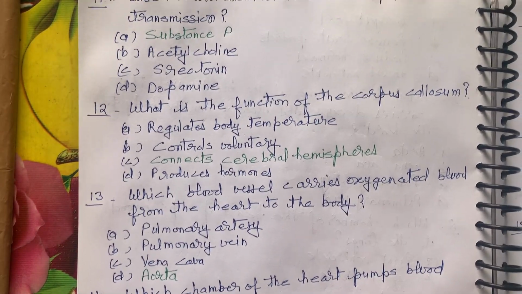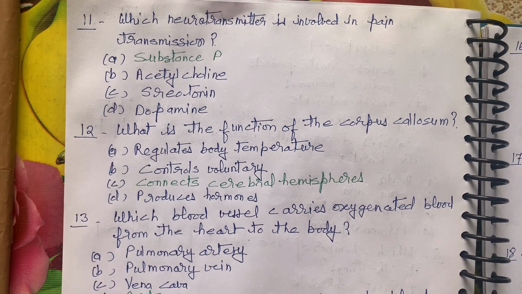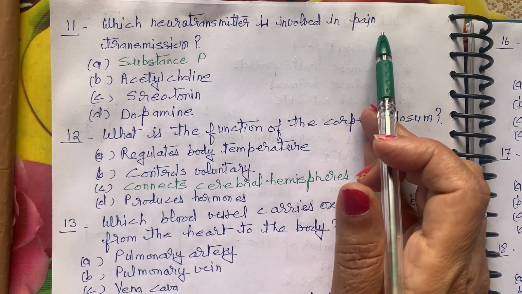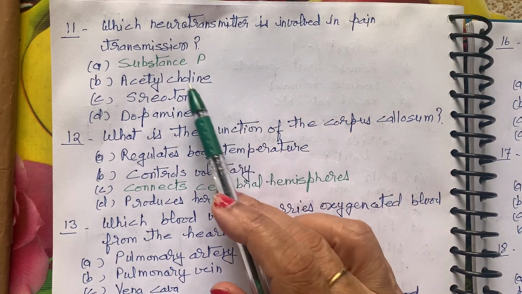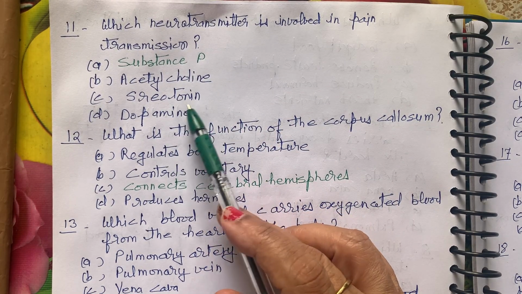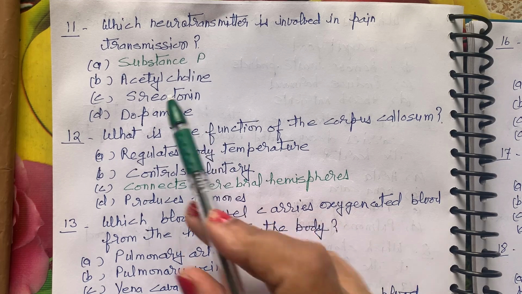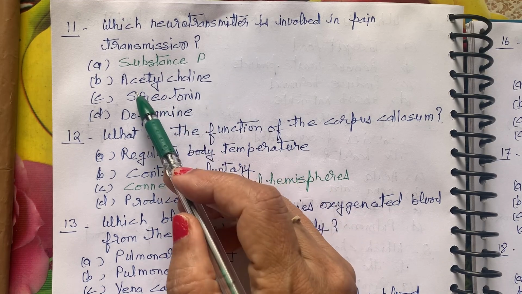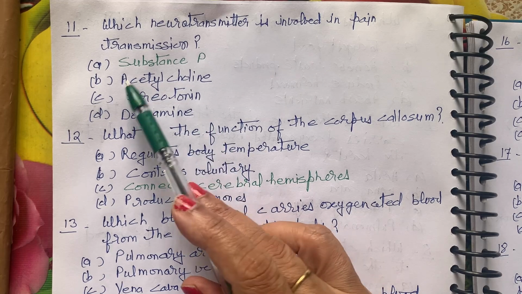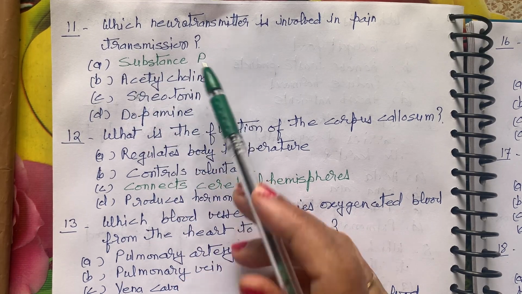Now the next one, which neurotransmitter is involved in pain transmission? Substance P, acetylcholine, serotonin, dopamine. The correct option is substance P.